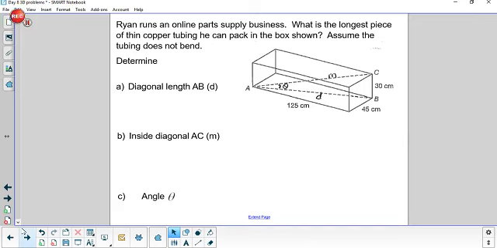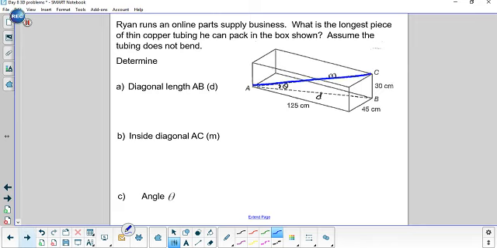So Ryan is running an online parts supply business. We want to know what is the longest piece of thin copper tubing he can pack in the box shown. We have to assume that the tubing does not bend. So you think about here, we've got a box or a crate, something. It's a rectangular prism.